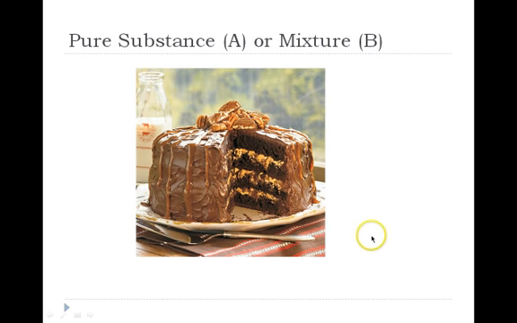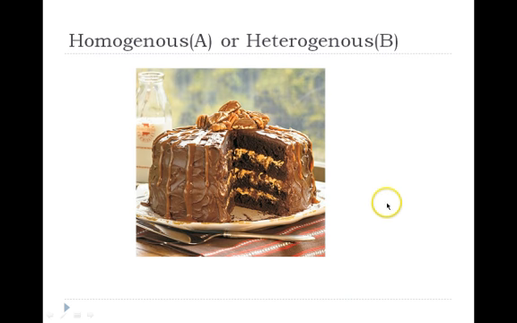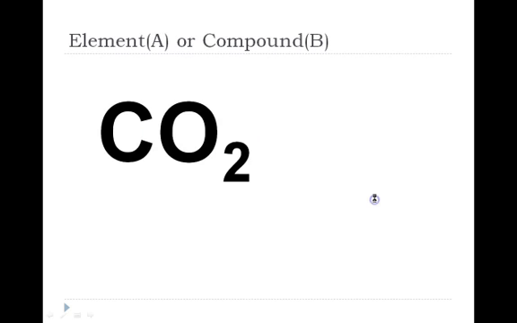All right, pure substance or mixture. Hopefully in your head you're thinking mixture. Now what type of mixture? Not the same throughout the entire composition. It's not exactly the same, spread out evenly, so this would be a heterogeneous mixture.